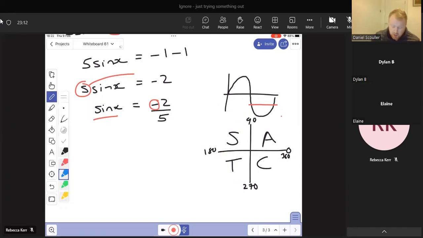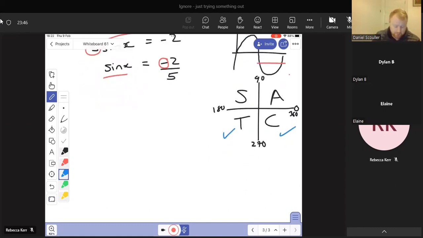So that's the first quadrant we're interested in. That's where our first answer is going to lie, between 180 and 270. And then our second answer is going to lie in between 270 and 360 because it's negative. Okay, sine graph is negative between 270 and 360. So again, we'll tick that. Okay, so when we find our answer, when we put x equals sine to the negative 1, 2 over 5 into our calculator, we get our answer.